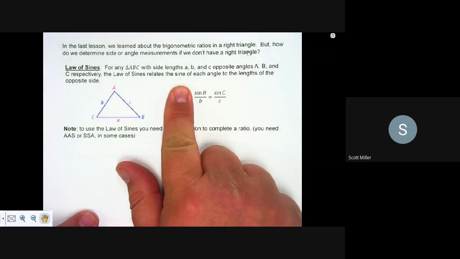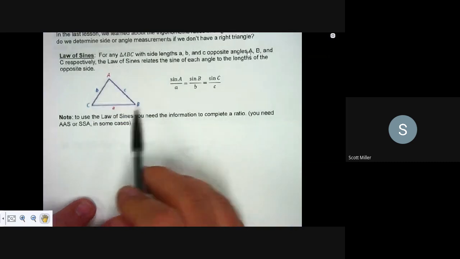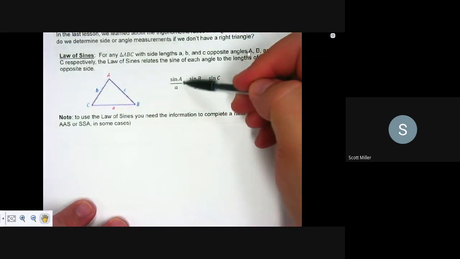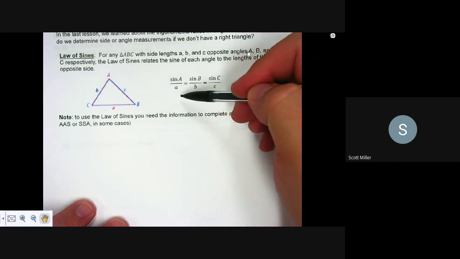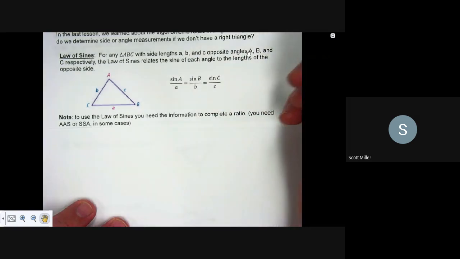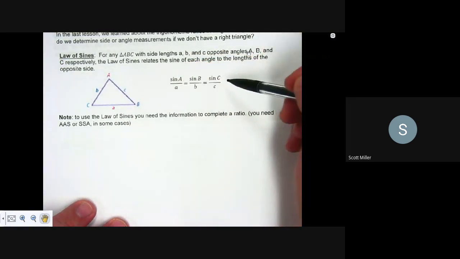Okay, and so how do I know that I can even use this? When do I know I can use that? The key to using the law of sines is that you must have the information for a complete ratio. That means you have to have an angle and its opposite side, or be able to find the angle and its opposite side, before I can use this.